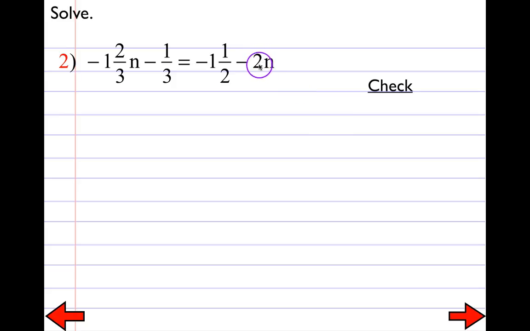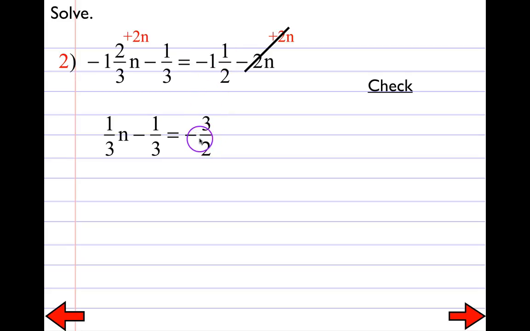I don't have to. I can move it to the right if I want to, but just to keep things consistent, that's what I'm going to do here. I'm going to add 2n to both sides, leaving me with 1/3 n minus 1/3 equals negative 3/2. What I did here was convert negative 1 1/2 to an improper fraction, if you're wondering how I got negative 3/2 here.